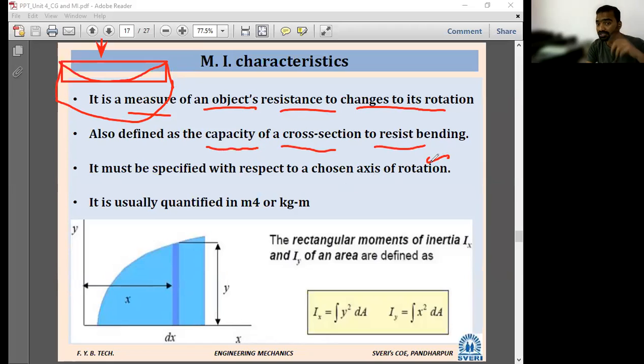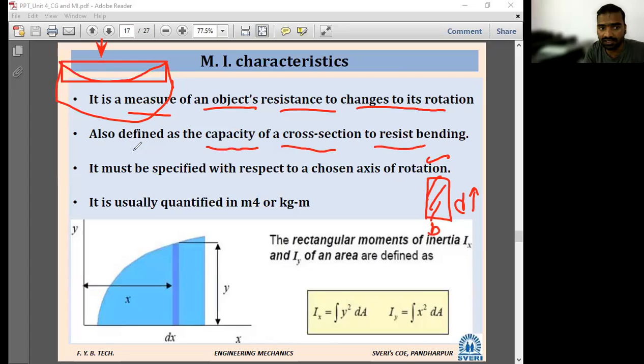So which term do we have to increase? This is the cross section, this is B, this is D. Always D is increased, that is, the depth of the beam is increased, in order to increase the moment of inertia. Why is depth increased? Why not B? We will come to know from the formula.